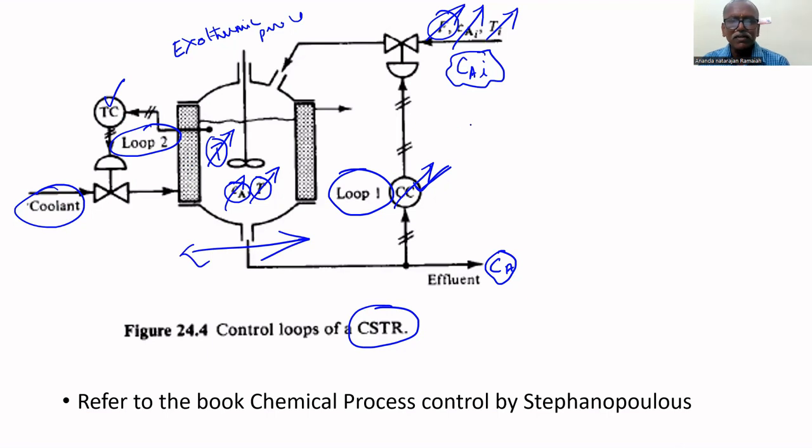Here also, an instrumentation engineer will see two separate processes: one is a temperature process, and another is a composition control process, but they are interacting with each other. But for a chemical engineer, it is a single process with two variables, temperature and composition, both interacting.